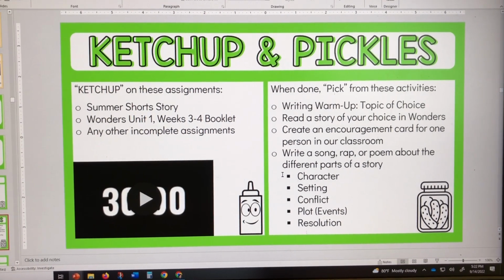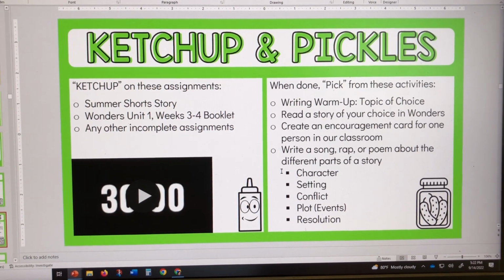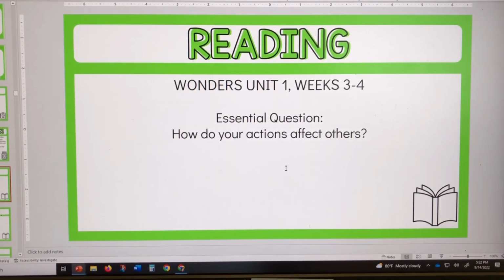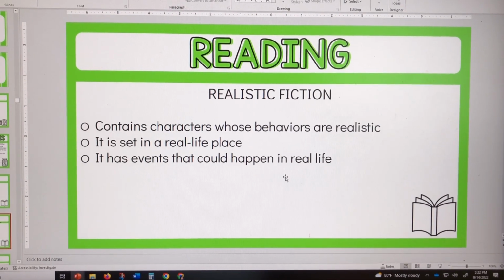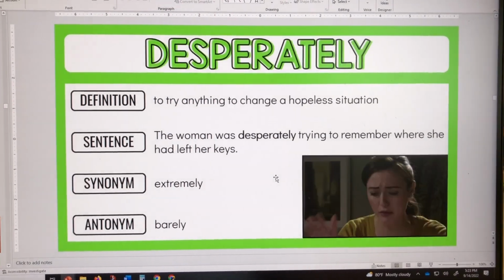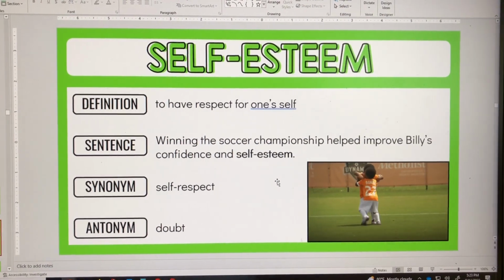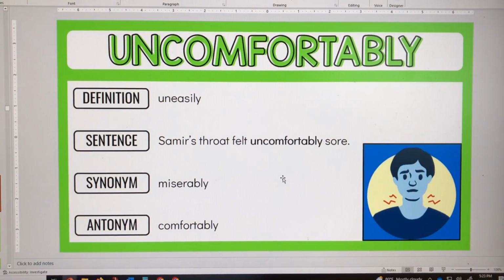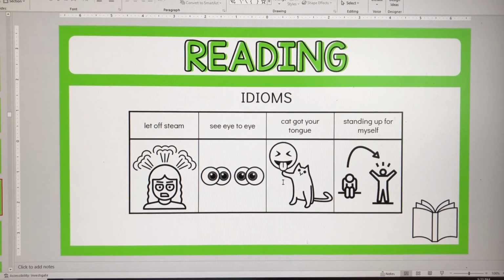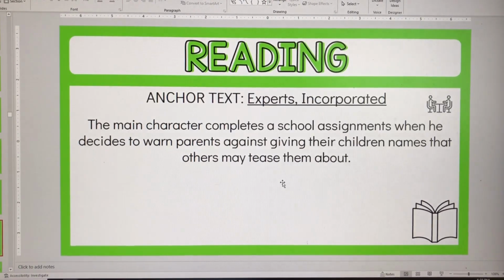So I did add a timer to Catch Up and Pickles to make sure students knew to track their time and make sure they got assignments done. And then we went on to our reading, going over the genre and our vocabulary. So these are our 8 vocabulary words that we have currently in the reading unit that we are doing. And of course, reviewing idioms. And these are the 4 idioms that we looked at yesterday for the talent show.